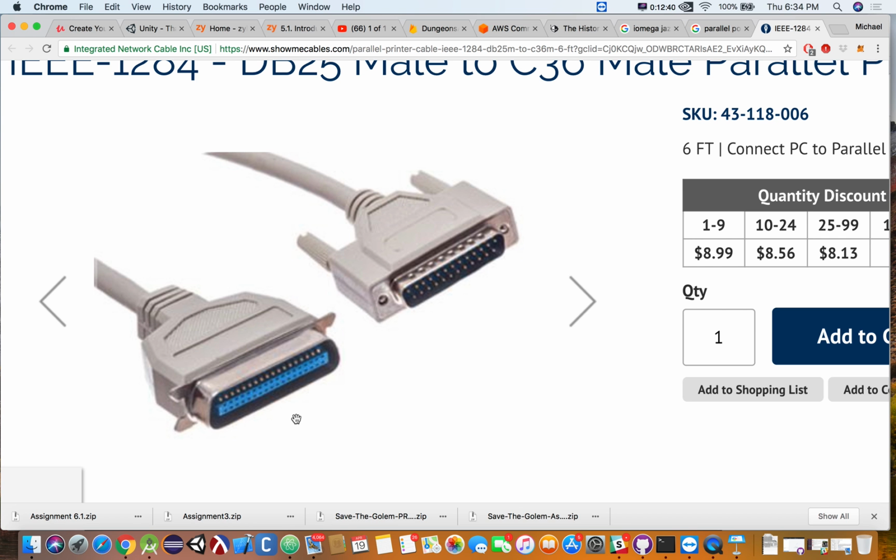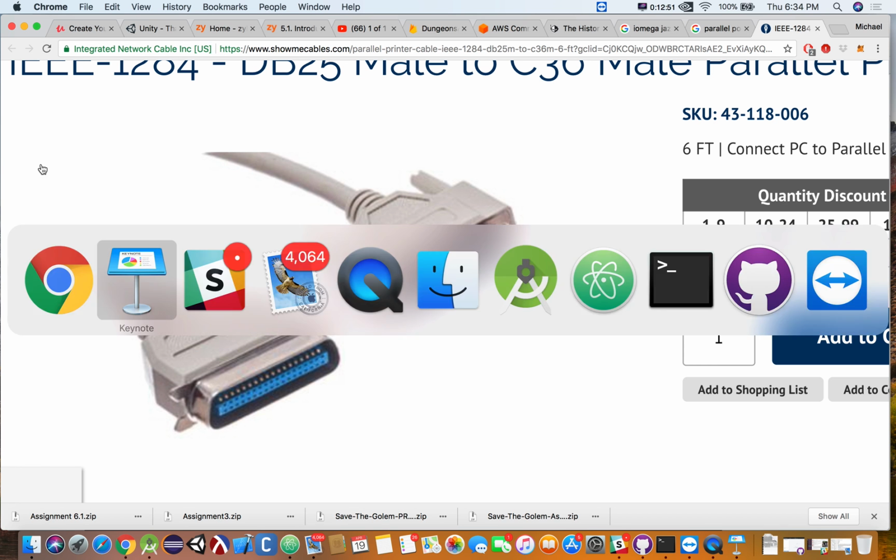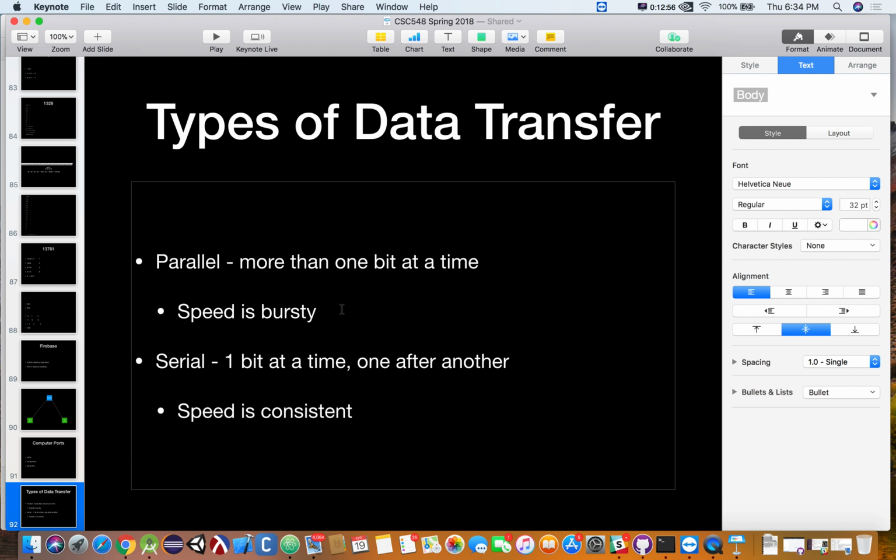Now, the back of our printers have what? The USB, the square portion of the USB. That connector. Or wireless. Some of them use wireless now. So historically, a printer cable would use parallel. A modem cable would use serial. That makes sense?